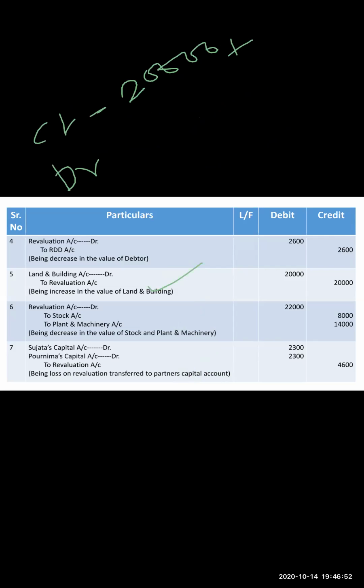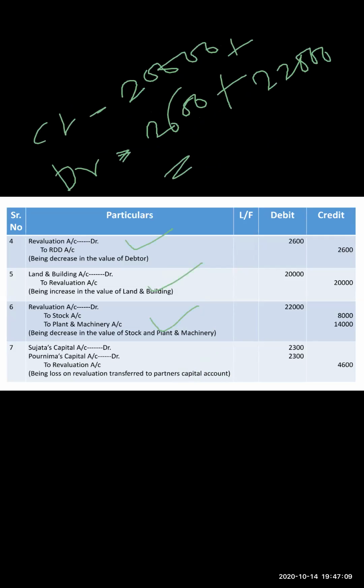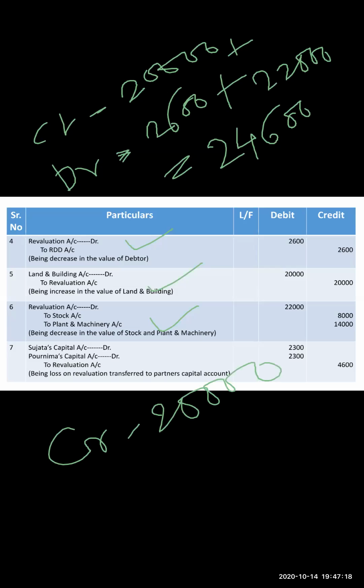अब debit में यहाँ जहाँ आपका revaluation debit है you will going to add it. कहाँ पे है आपका revaluation debit? It's over here. So it is how much? 2,600, right? Plus it's over here. It's how much? 22,000, right? तो दोनों का total कितना हो जाएगा? It will be 24,600. Is it clear? So my credit amount is 20,000, whereas my debit amount is 24,600.